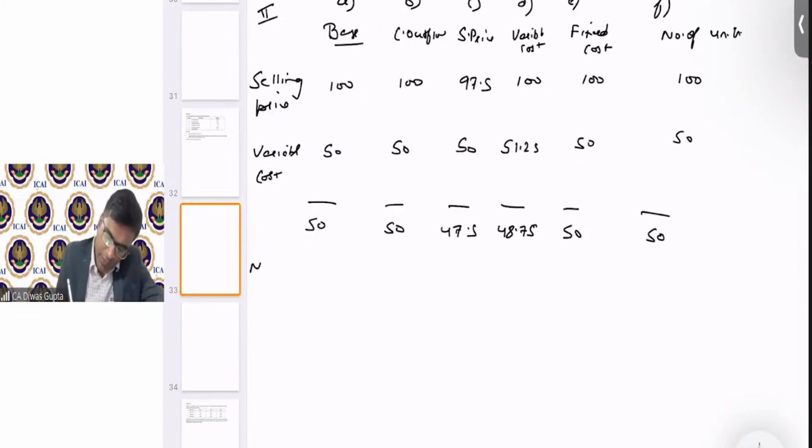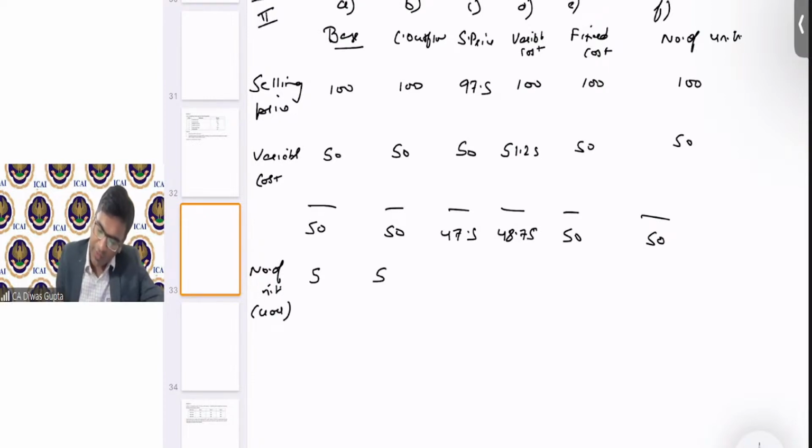Then this will be 50 and this is also 50. Then number of units. So number of units, first case it will remain same, which is 5 crore, right? This I'm writing in crores. Then cash outflow also it remains 5 crore, selling price 5 crore, variable cost 5 crore, fixed cost also 5 crore. In the last case, we will reduce it by 2.5%. So it becomes 4.875 crores.